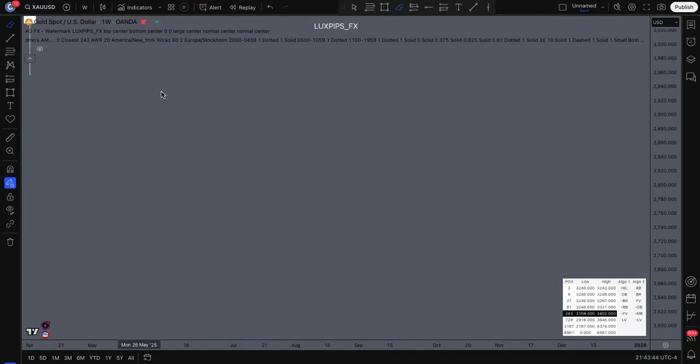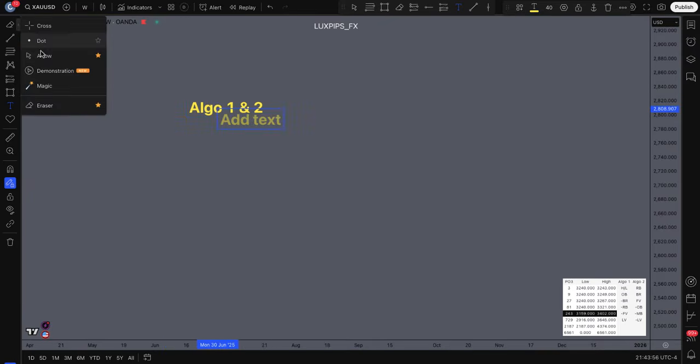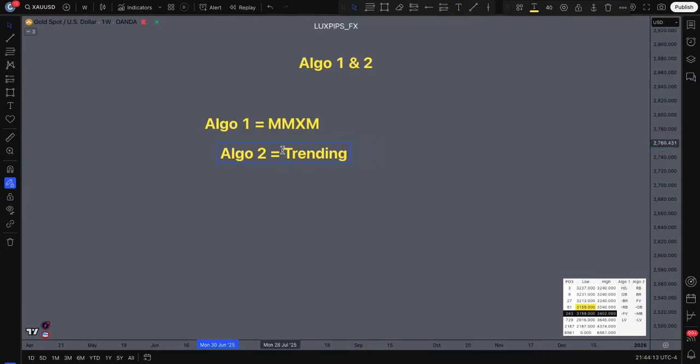So, let's go over the algos, right? Algo 1 and 2. I'm going to do my best to simplify this. In your notes, put Algo 1 equals MMXM. Algo 2 equals trending. So of course, in an MMXM, we can find trends.